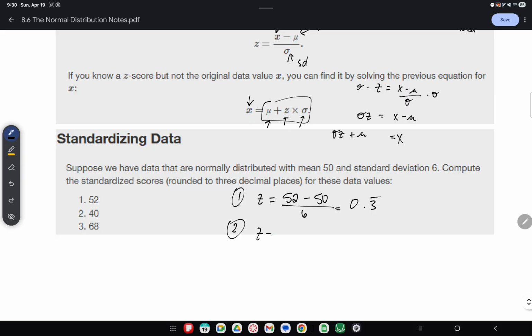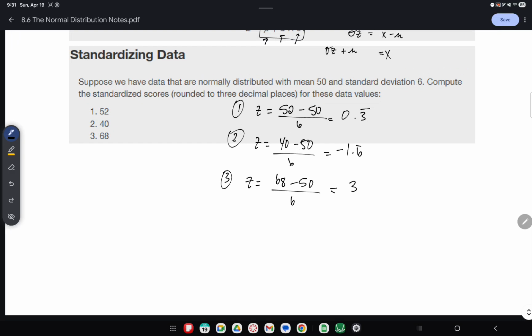All right, second one, let's do 40. 40 minus 50 over 6. So it's negative 10 over 6. So it's negative 1.667. So we're below the mean. And that third one, 68 minus 50 over 6. What is that? 18. 18 over 6 is 3.